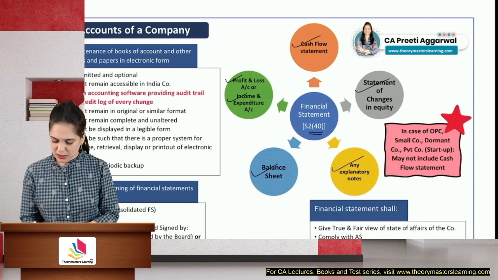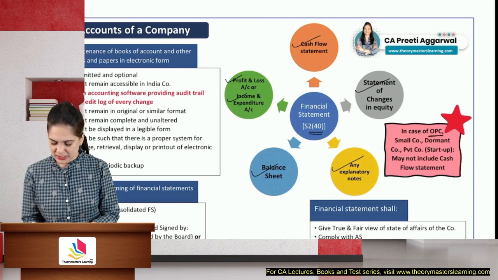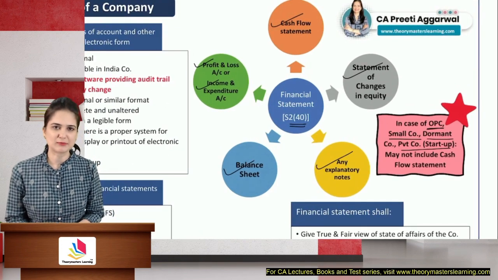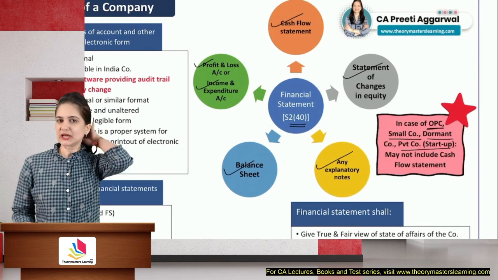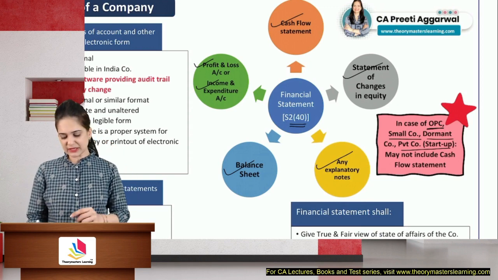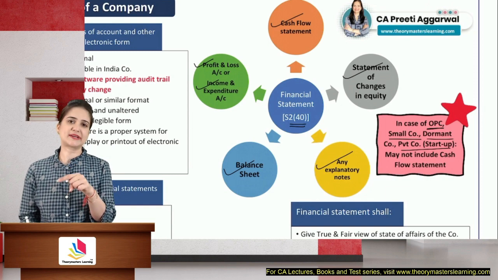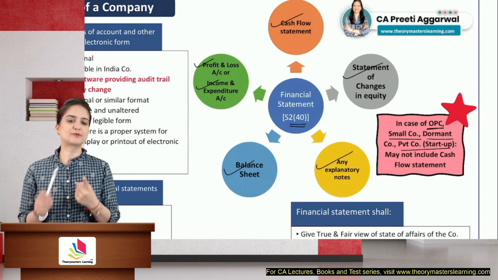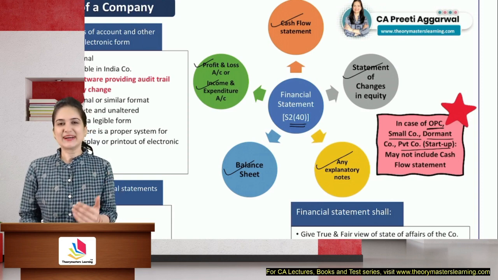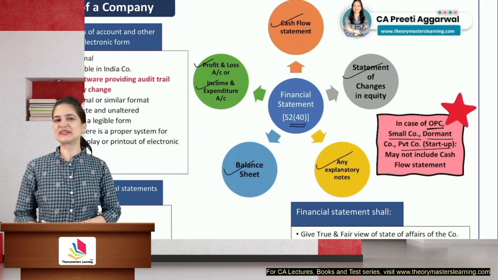But if you are a one-person company, small company, dormant company, private company, which is a startup, then it may not include cash flow statement. So that is one small privilege given to small company and one-person company, dormant company. Otherwise, the financial statements of all other companies will include profit and loss, income and expenditure, balance sheet, cash flow statement, notes to accounts, and statement of changes in equity.